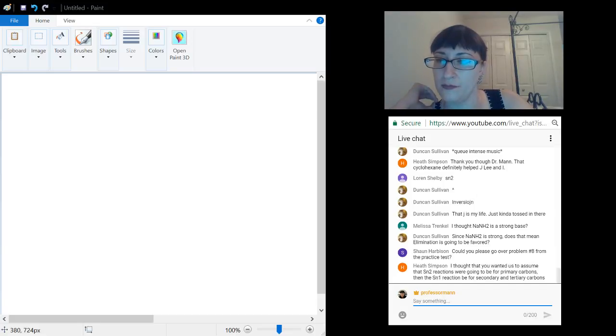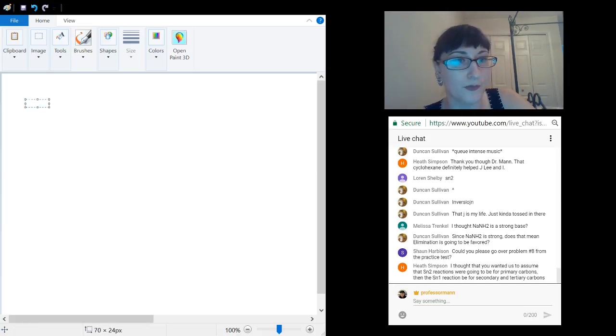Heath, look at the handout I gave you guys the other day. I said we were going to do SN2 being for secondary carbons because your book does it that way too. But sodamide, NH2, is strong, does that mean elimination is going to be favored? In theory, yeah, but in actuality, you're probably going to get byproducts of the substitution reaction as well. So let's look and see what those would look like. And Sean, yeah, we'll do that one too.